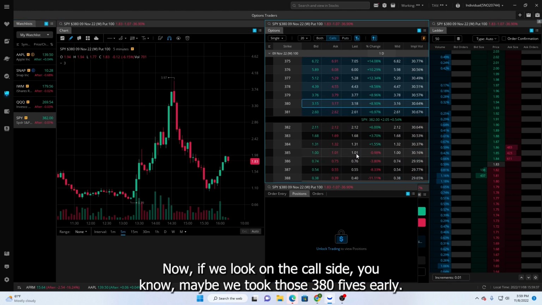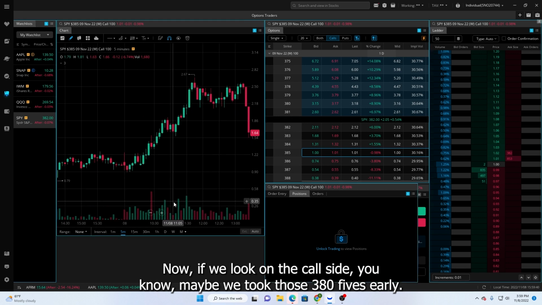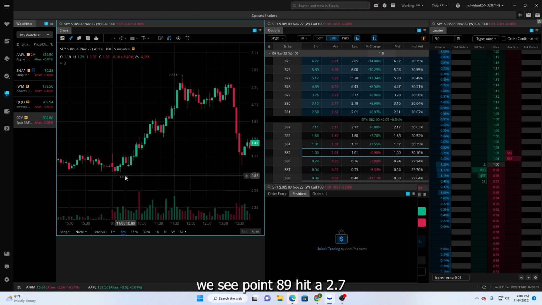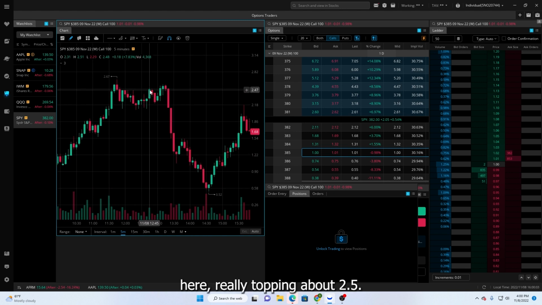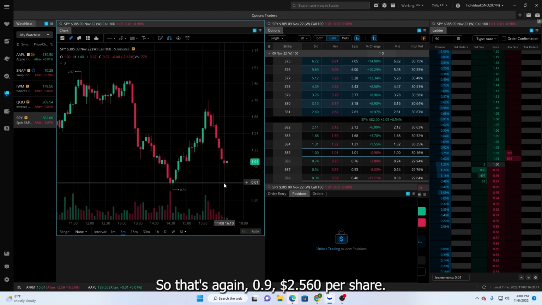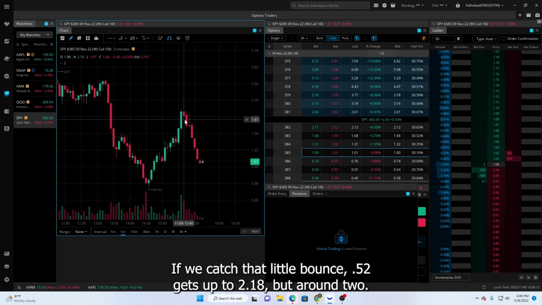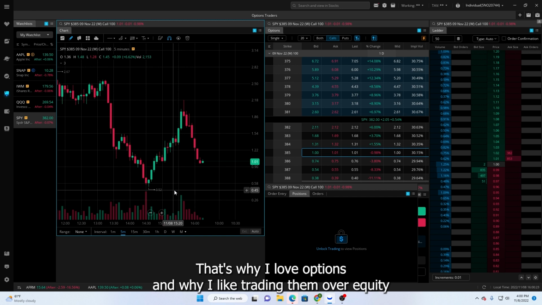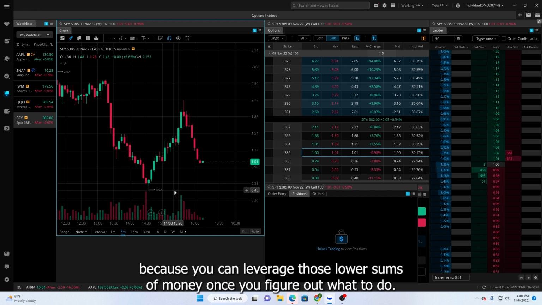Now, if we look on the call side, maybe we took those 385s early. We see 0.89, hit a 2.7 here, really topping at about 2.5. So that's, again, 0.9 to 2.5, $160 per share. If we catch that little bounce, 0.52 gets up to 2.18, but around 2, so again $150 per contract that is owned. That's why I love options and why I like trading them over equity, because you can leverage those lower sums of money once you figure out what to do.